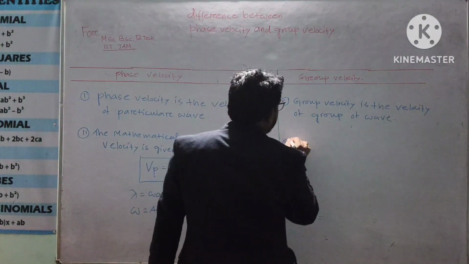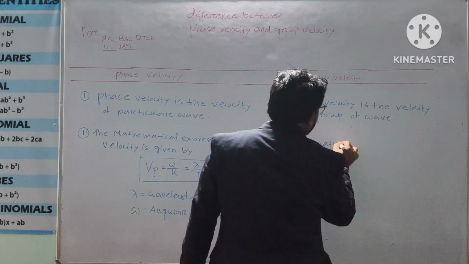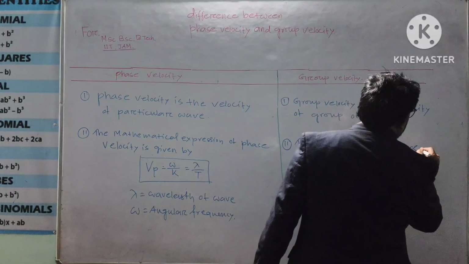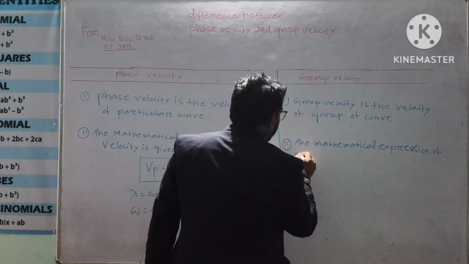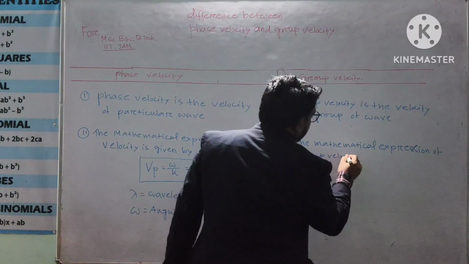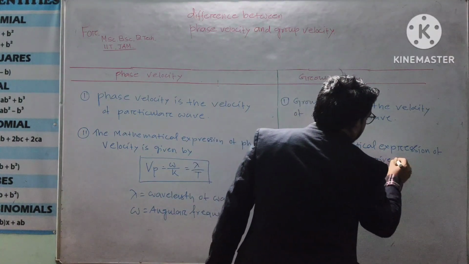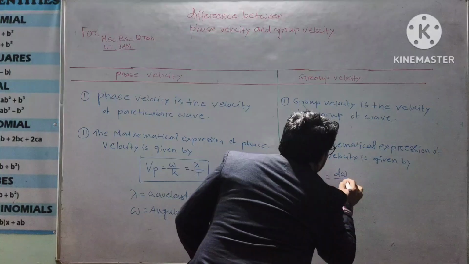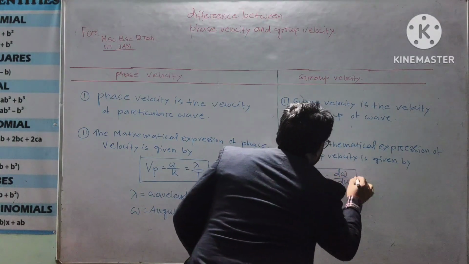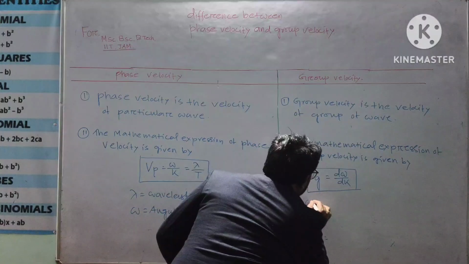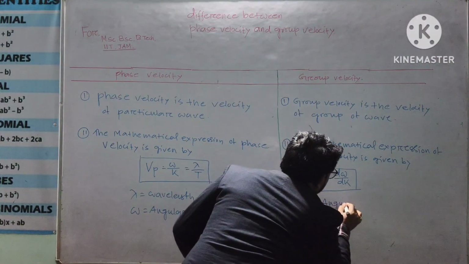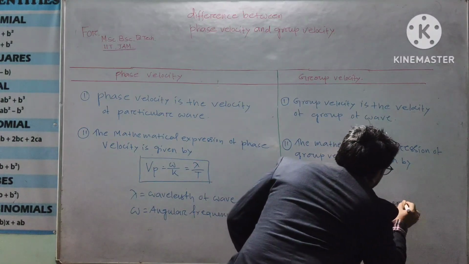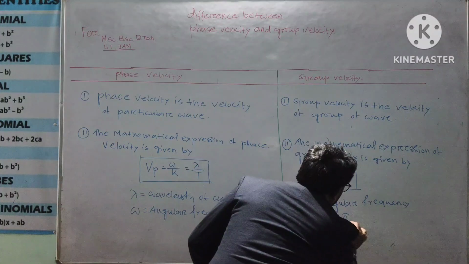And the mathematical expression of group velocity is given by Vg equals d omega divided by dk, where omega equals angular frequency and k equals twice pi by lambda.